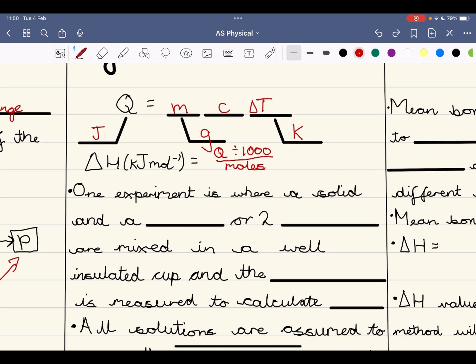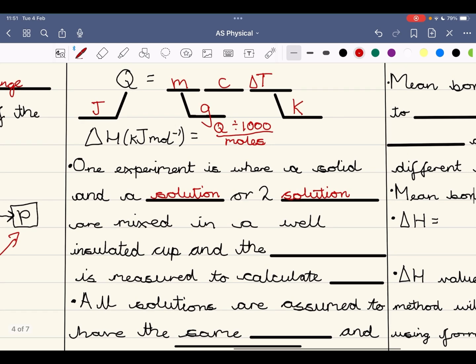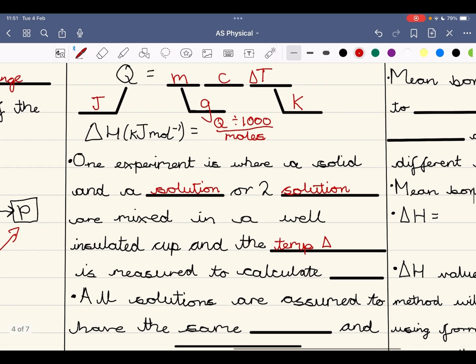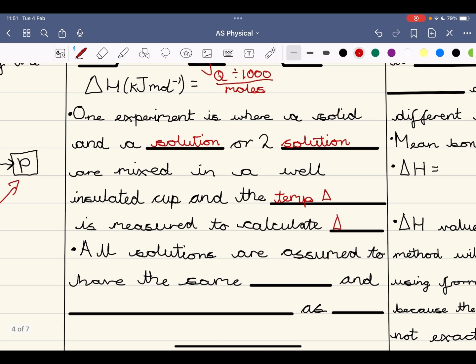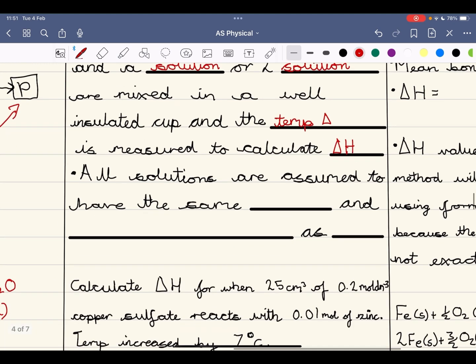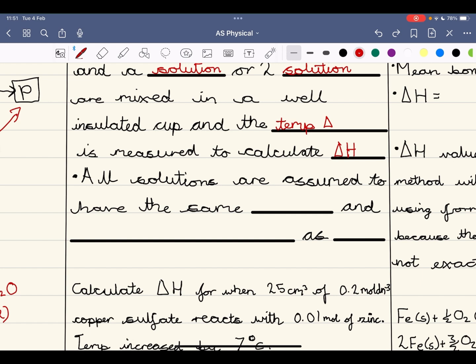So one experiment that we have is where we have a solid and a solution, or we have 2 solutions, and these are mixed in a well insulated cup, and the temperature change is measured to calculate the enthalpy change. Okay, so all solutions are assumed to have the same density and specific heat capacity.